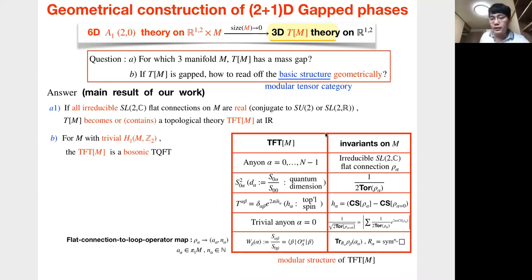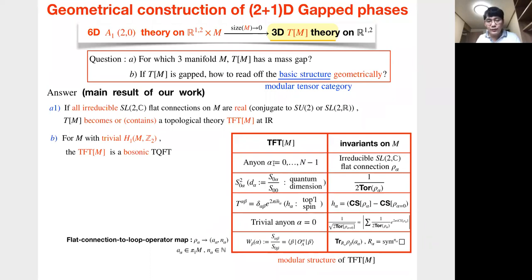And in the dictionary, the rank of the topological theory is in one-to-one correspondence with the irreducible flat connections on the 3-manifold. So the types of loop operators are determined by this one-to-one correspondence with the irreducible flat connections on the 3-manifold. And in topological theories, these loop operators are called the anyons.